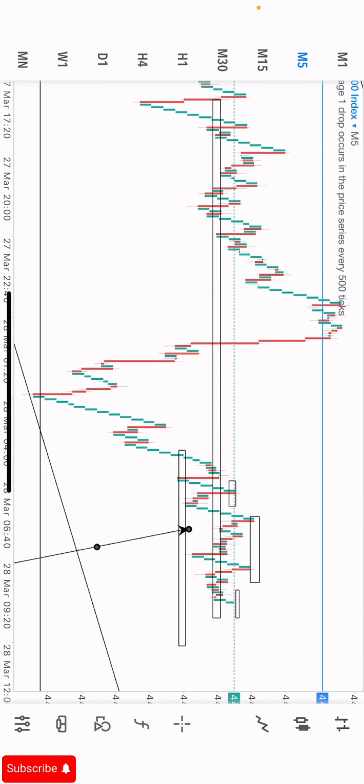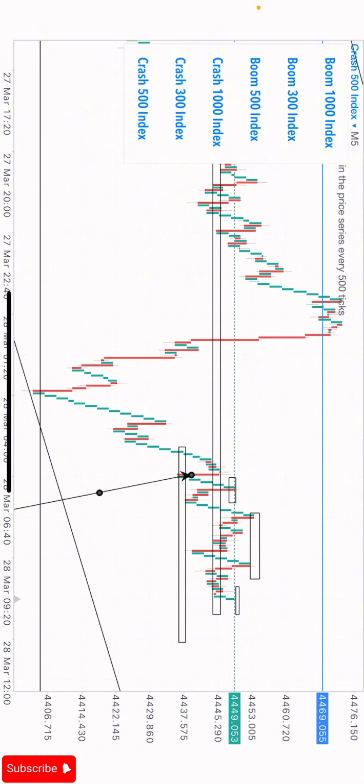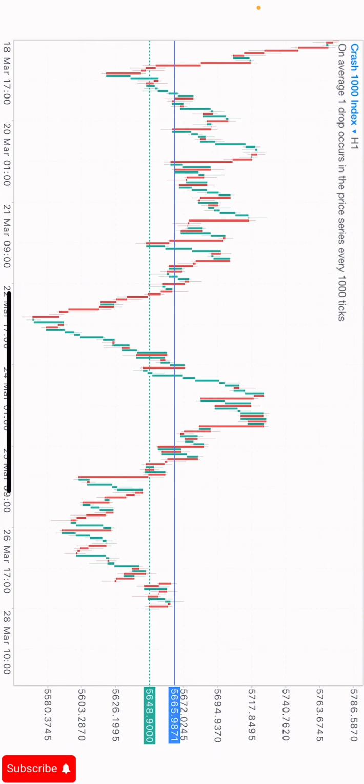So basically that's my market analysis on crash 500 index. Nothing very interesting. Basically, let's just be patient for the sellers to build up their selling power and their selling momentum, right? Their sell momentum. So let's check crash 1000.